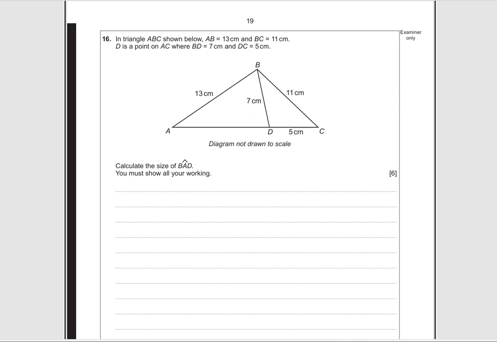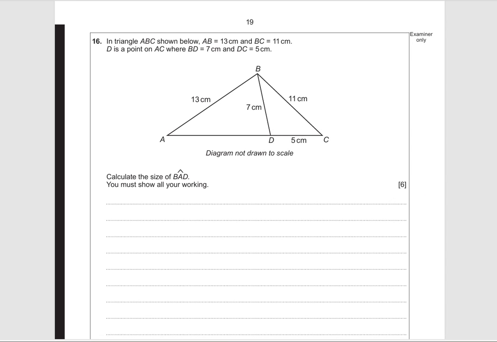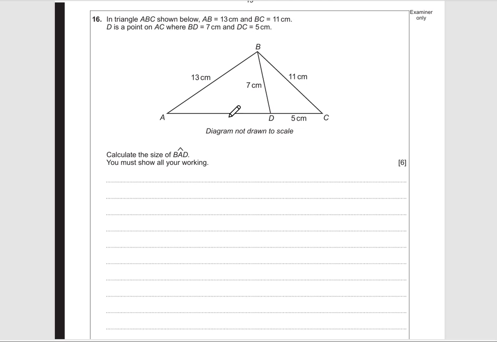Question 16, so there's a final question on the paper. So in triangle ABC, shown below, AB is 13, BC is 11. D is a point on AC where BD equals 7 and DC equals 5 centimeters. And we want to calculate the size of BAD. So BAD is this angle here.